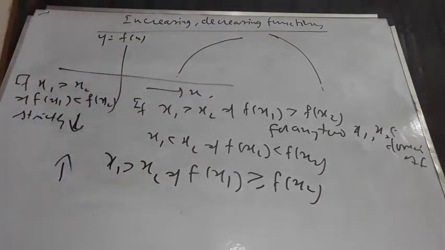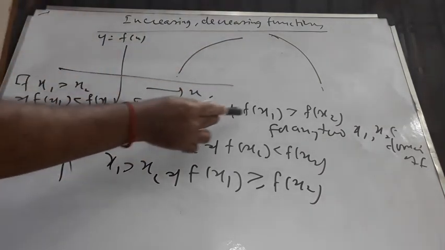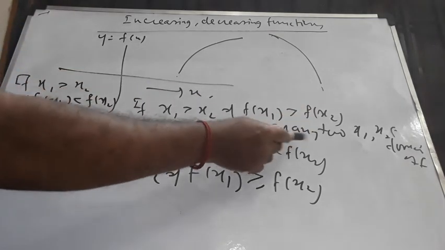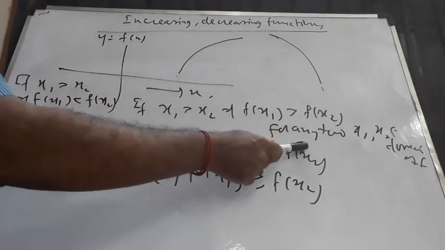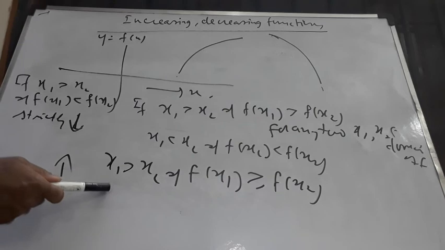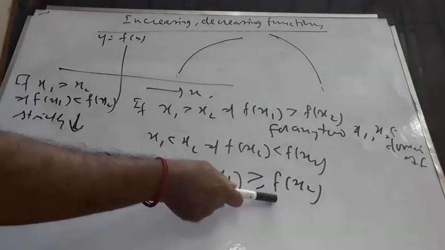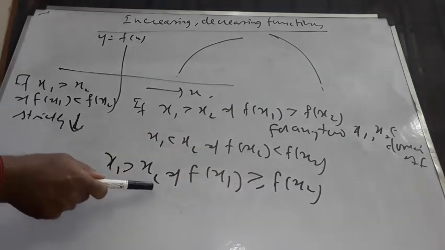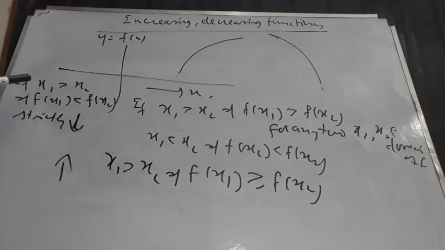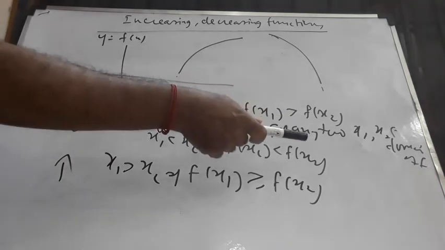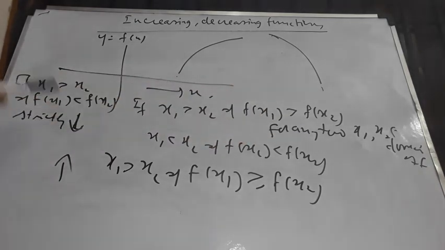Let me just recall: if x1 greater than x2 implies f of x1 greater than f of x2, it is strictly increasing. If x1 greater than x2 implies f of x1 greater than or equal to f of x2, the function is increasing but not strictly increasing. If x1 greater than x2 implies f of x1 less than f of x2 for any two x1, x2 element of domain of f, it is strictly decreasing. If f of x1 less than or equal to f of x2, the function is decreasing but not strictly decreasing.